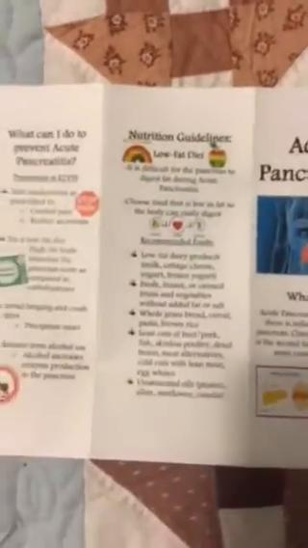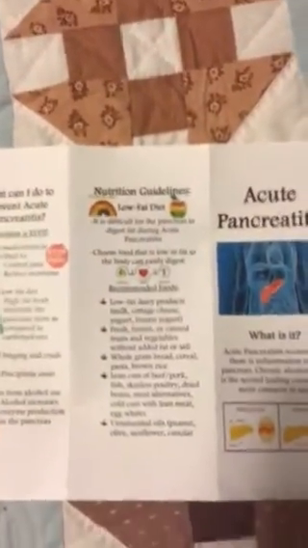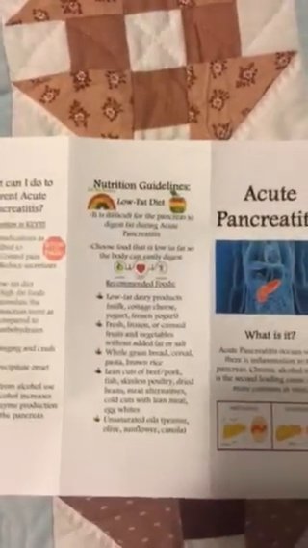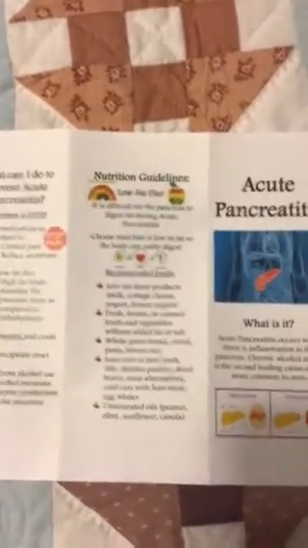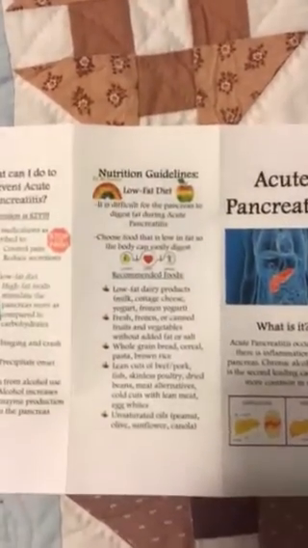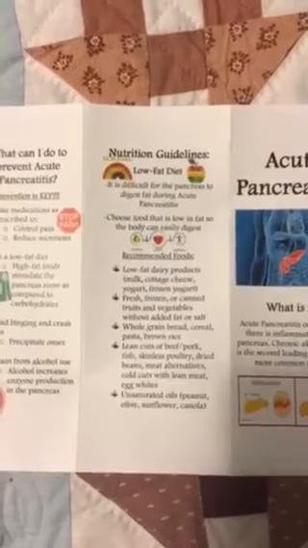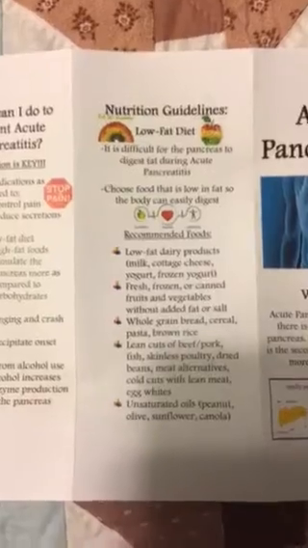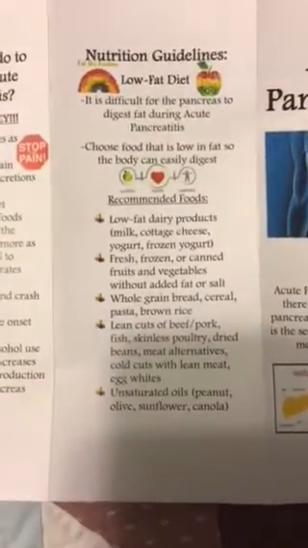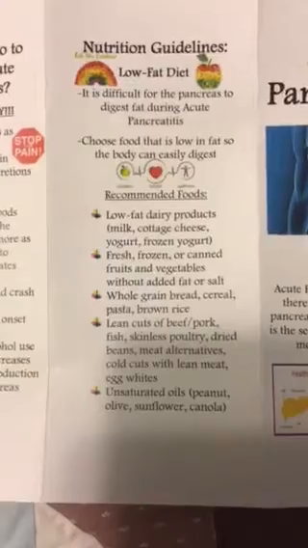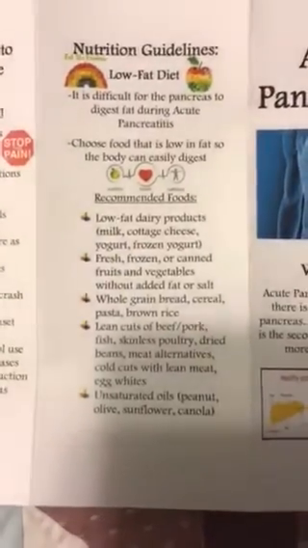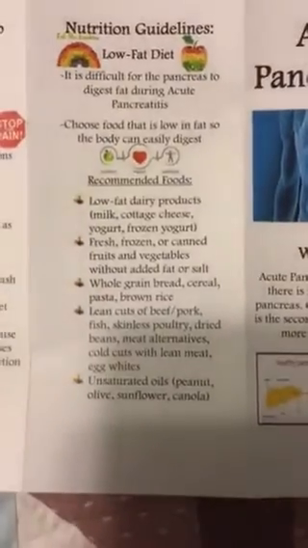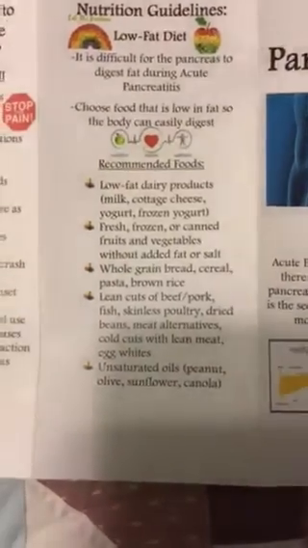So then the nutrition guidelines, which will come into play in the next activity that we do as well. Here I provided some education for that activity in advance. Nutrition guidelines, again: we want that low-fat diet, as it's difficult for the pancreas to digest fat during acute pancreatitis. So we want to choose foods low in fat. The recommended foods are low-fat dairy products, fresh, frozen, and canned fruits and vegetables, whole grain bread, cereal, pasta, brown rice, lean cuts of beef and pork, and then again those unsaturated oils: peanut oil, olive oil, sunflower, and canola.